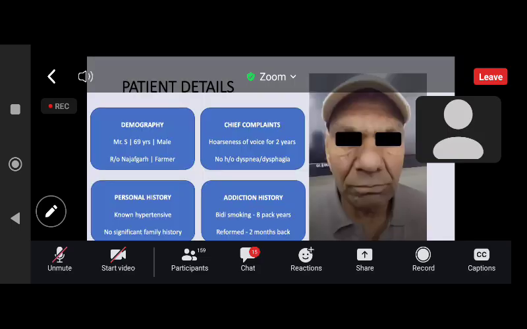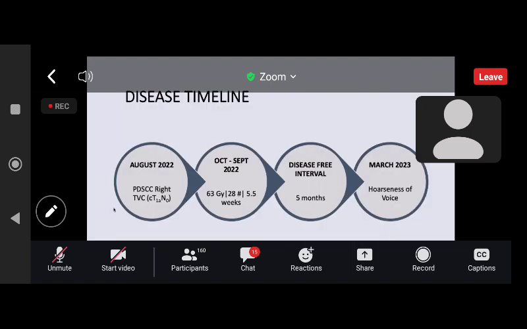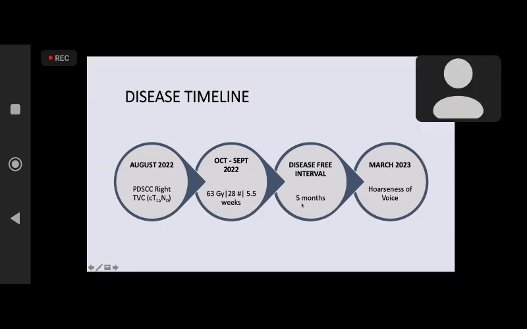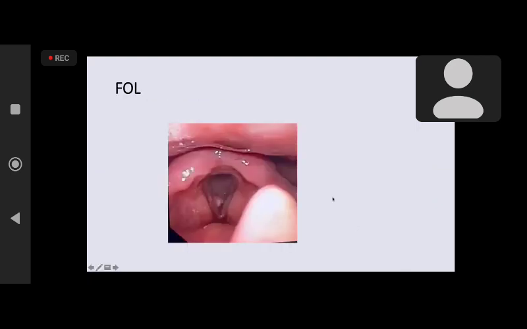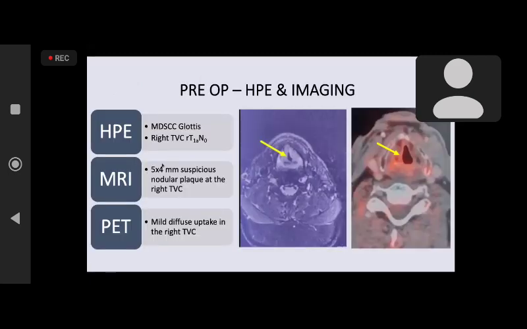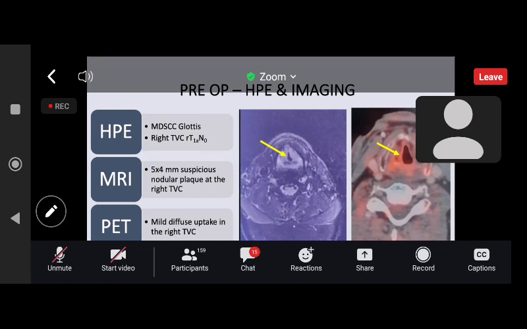So it's like a typical patient. This is a 69-year-old patient with T1 carcinoma larynx, which was treated with radiation, 60 Gy over 3.5 weeks. He has got a disease-free interval of 5 months. And in a follow-up FOL, there is a right true cord lesion. On imaging, we get an MRI, we get a suspicious nodular plaque in the right true vocal cord. Biopsy has shown moderately differentiated squamous cell carcinoma. And PET shows a mild diffuse uptake in the right true vocal cord, and there is no other uptake elsewhere in the body.